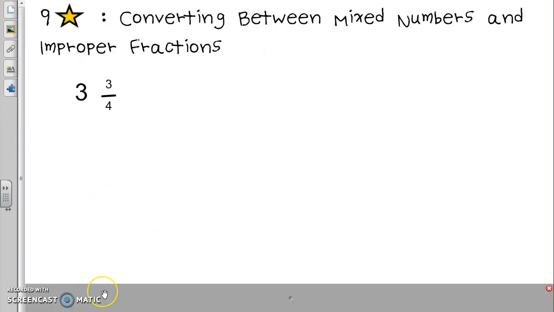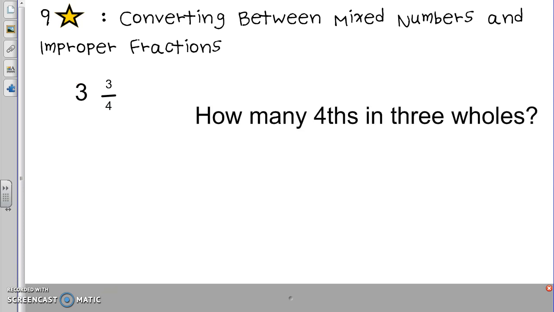All right, you have the 3 and 3 fourths. We want to try and get this into an improper fraction. Well, you have to ask yourself, okay, how many fourths are in 3 wholes? How many fourths are in 3 wholes? Well, 4 fourths. Because, look, we're looking at the bottom, the denominator.